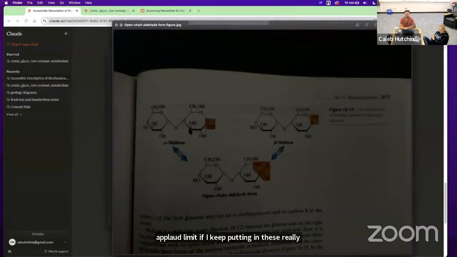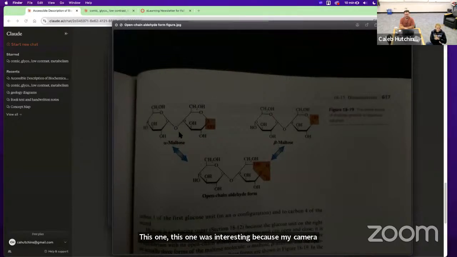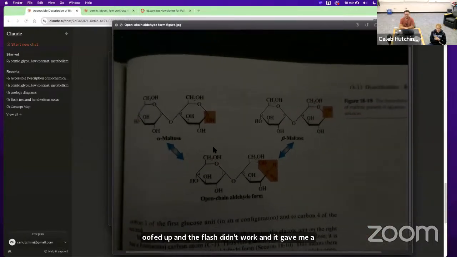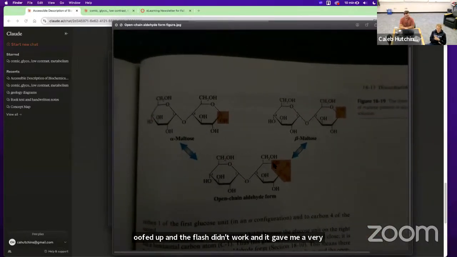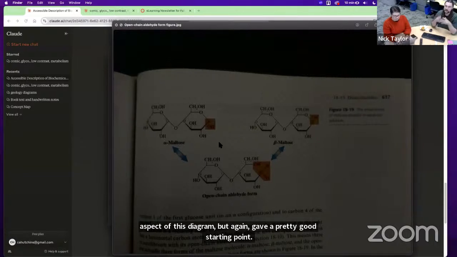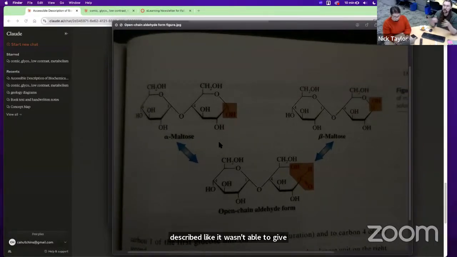This one was interesting because my camera kind of goofed up and the flash didn't work, and it gave me a very dim, low contrast image. But it actually did a pretty good job on this one, if I remember correctly, Nick. I don't think it understood every aspect of this diagram, but it, again, gave a pretty good starting point. And maybe something to note about it is it wasn't able to give the context, right? But you would do that outside of the image anyway. What it can do is describe what the image is of.